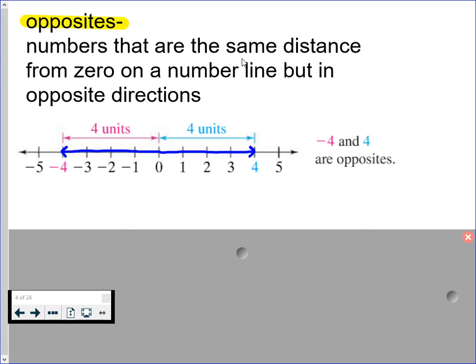If I start at 0 and go right twice and left twice, we now see that -2 and 2 are opposites. I could go right 100 and left 100. 100 and -100 are opposites of each other. Please write that down in your notes section.